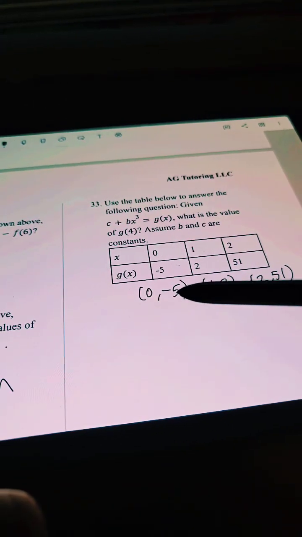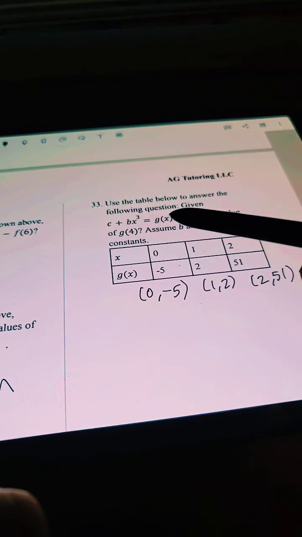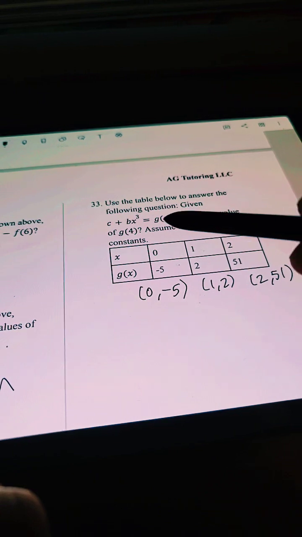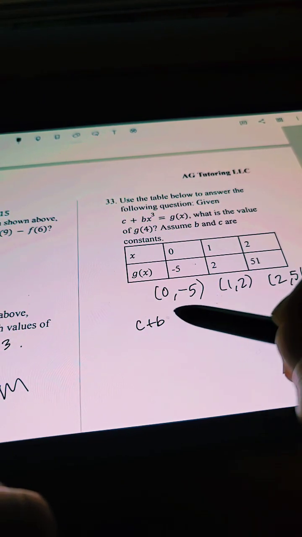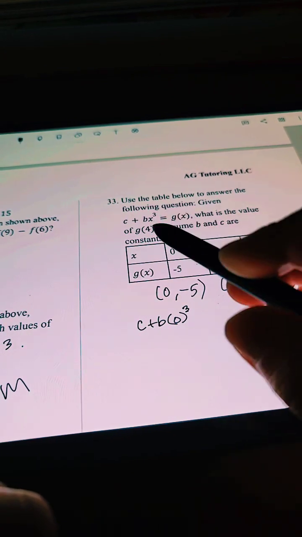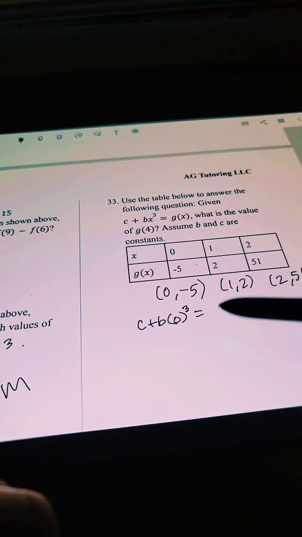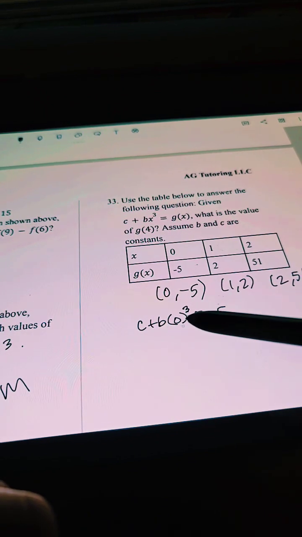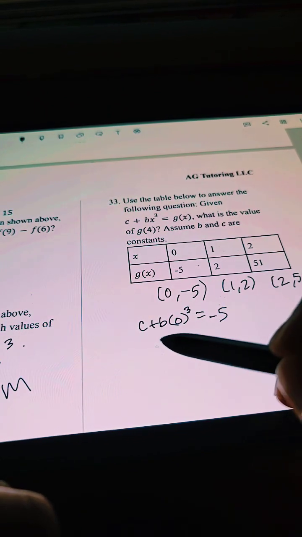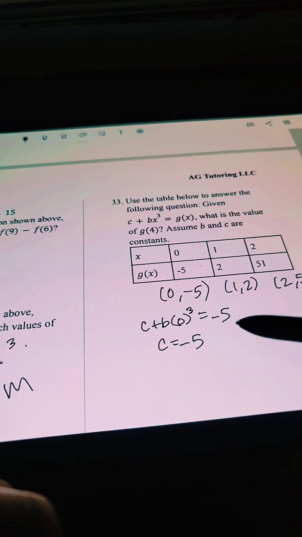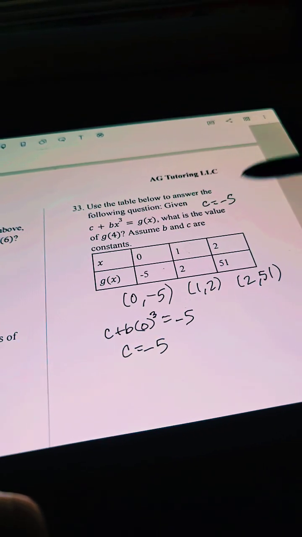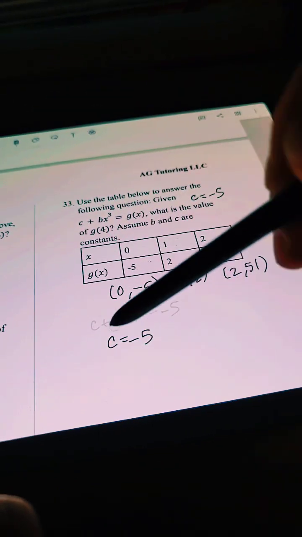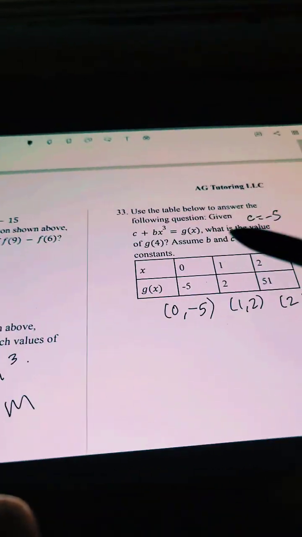So let's start with 0, -5. So 0 is going to be my x that I plug in, and then -5 is going to be my g of x. So I'm going to have c plus b times 0 to the 3rd power is equal to -5. So then 0 cubed is 0, times b is just 0, so then I get c is equal to -5. So I'm going to just write that up here so I can use the space down here for calculations. So now I'm going to erase that. I know what c is.